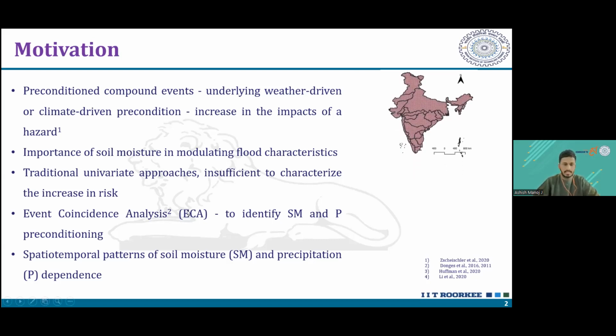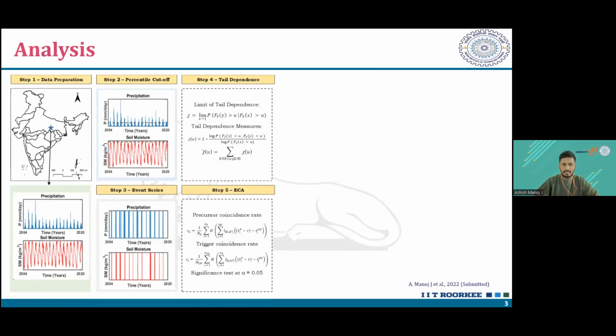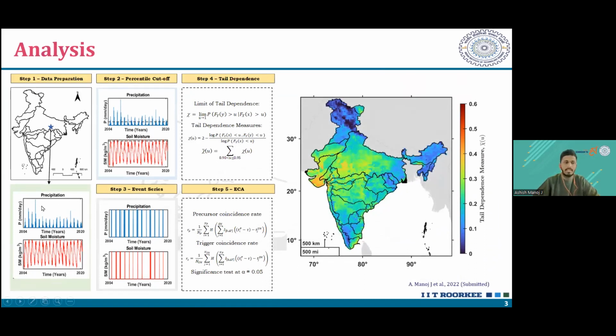We make use of event coincidence analysis, which is an event-based approach to identify and investigate the spatiotemporal patterns of soil moisture and precipitation dependence. The datasets that we use are the GPM IMERG product for precipitation and the GLDAS 2.2 product for soil moisture. In a brief overview of the analysis, we convert the time series into event series. Firstly, we use the tail dependence from extreme value theory to get a first estimate of the conditional probability. Then we move on to event coincidence analysis and calculate the coincidence rates between these two time series. So we identify regions where soil moisture and precipitation attain their extreme states together, and this can lead to higher flash flood risk.